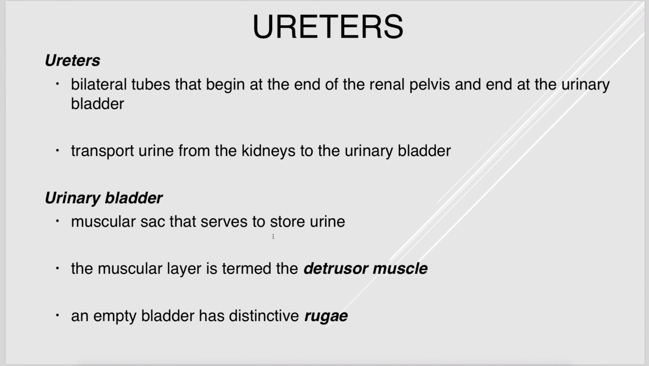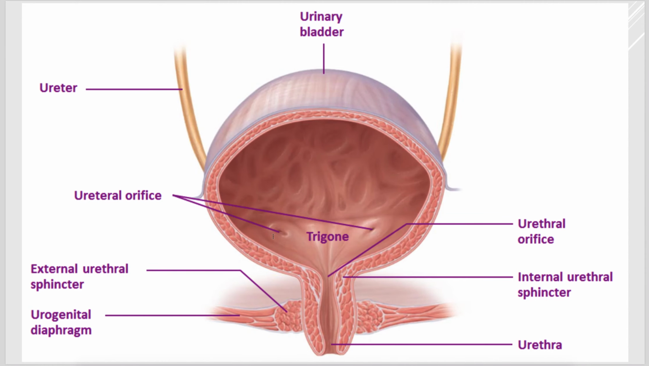So the ureters are the continuation of the renal pelvis, and they empty into the urinary bladder. They are muscular tubes, so they undergo peristalsis. They can physically push urine, but their main job is just to transport urine to the bladder. And then the urinary bladder, a muscular sac, its job is to store urine. The muscle of the bladder is known as the detrusor, and an empty bladder will have these folds called rugae.